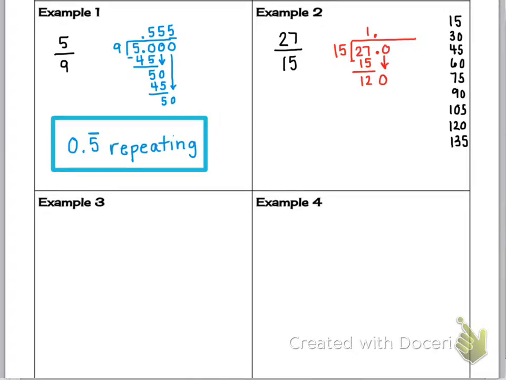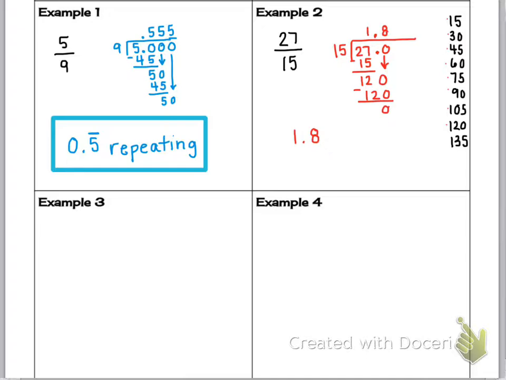So I'm doing 15 into 120. Oh, 1, 2, 3, 4, 5, 6, 7, 8. I like that I had that off to the side. 8 times 15 is 120. And I get 0. So it terminated. So I do have 1.8, and that is my terminating decimal, or 1 8/10.